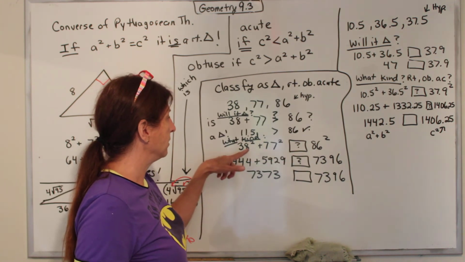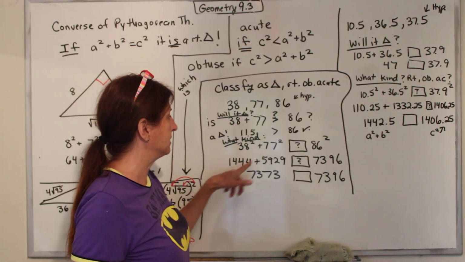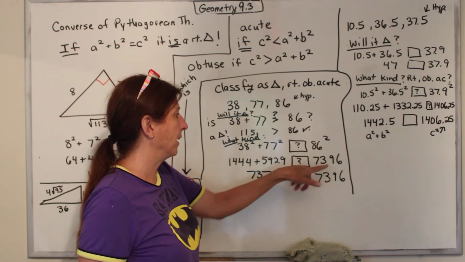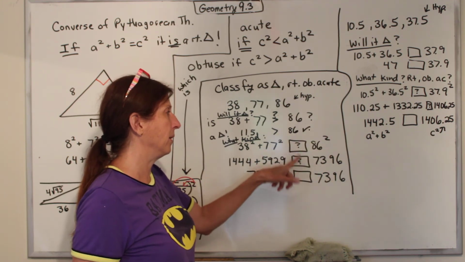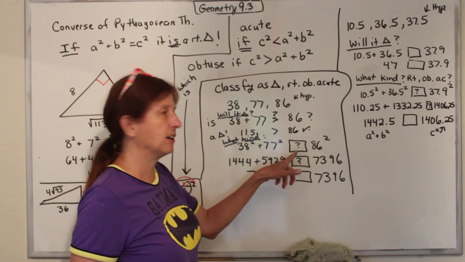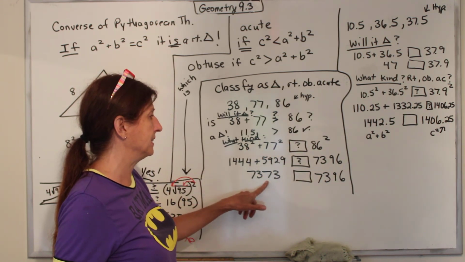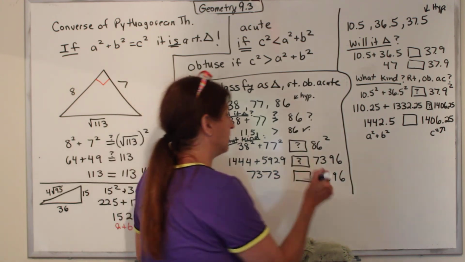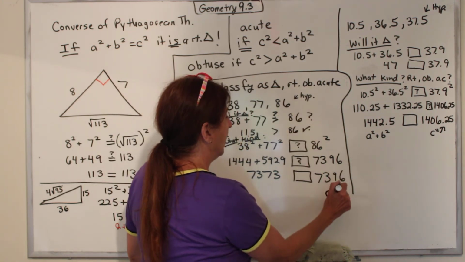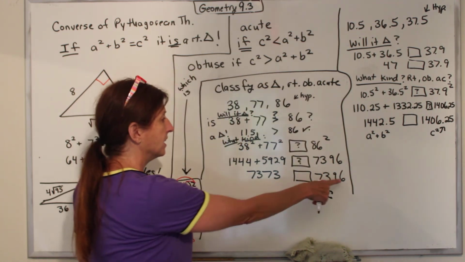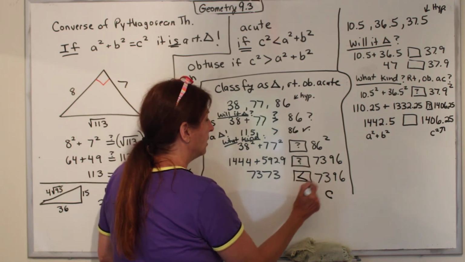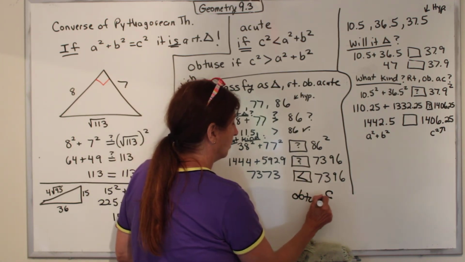All right, so next, what kind of triangle is it? Well, we do a squared and b squared and c squared, and we don't know if it's greater than, less than, or equal. That will tell us. Well, this one, once you add it together, is 73, and this one is our c squared over here, and it's 7396. So it is bigger, so it's obtuse.